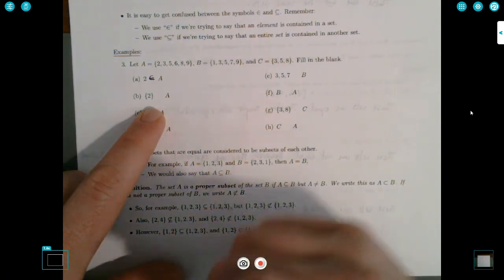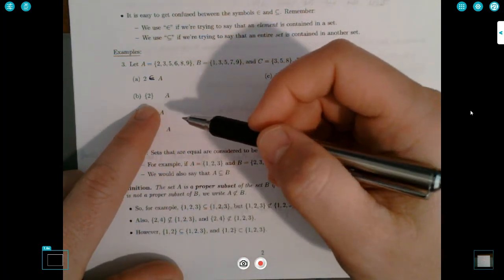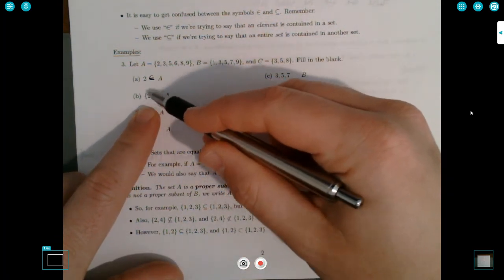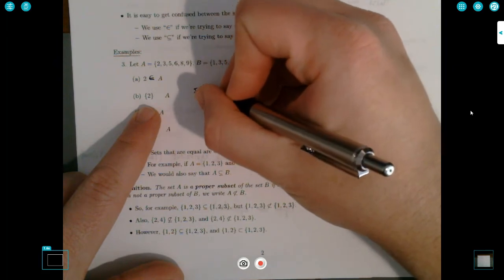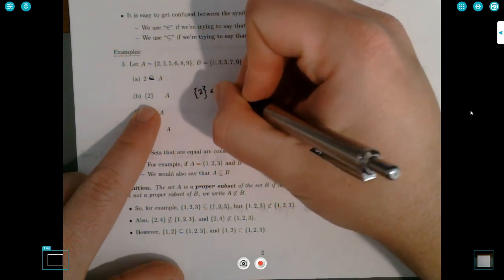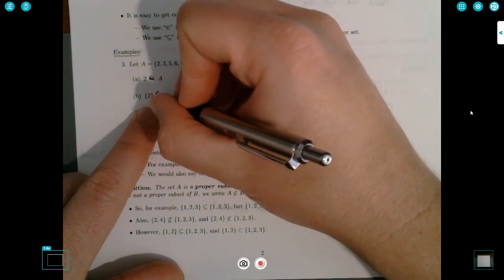Part B has curly braces around the 2. So now we are thinking about 2 as a set. And so we wouldn't say 2 is in A. We wouldn't say the set 2 is in A. That's not true at all. We would say the set 2 is a subset of A.